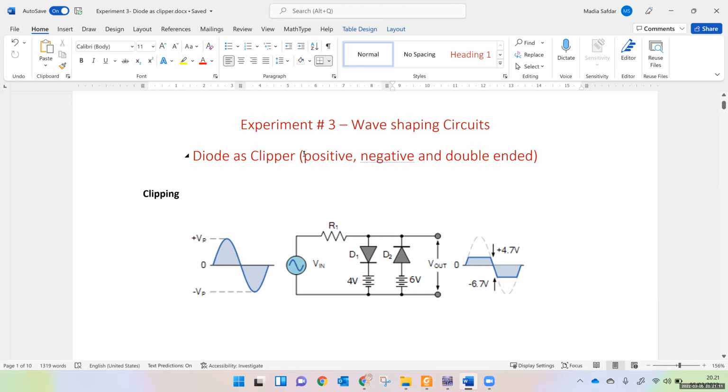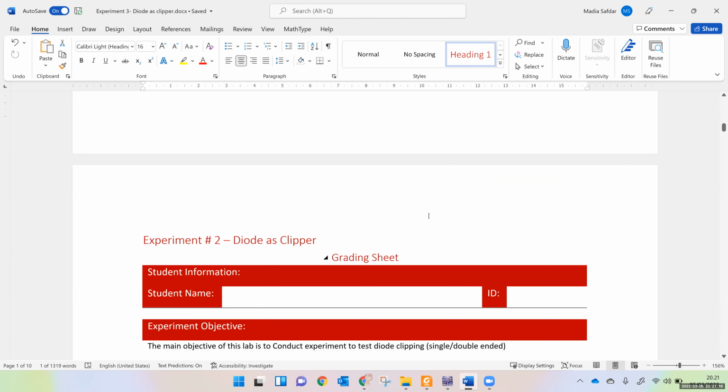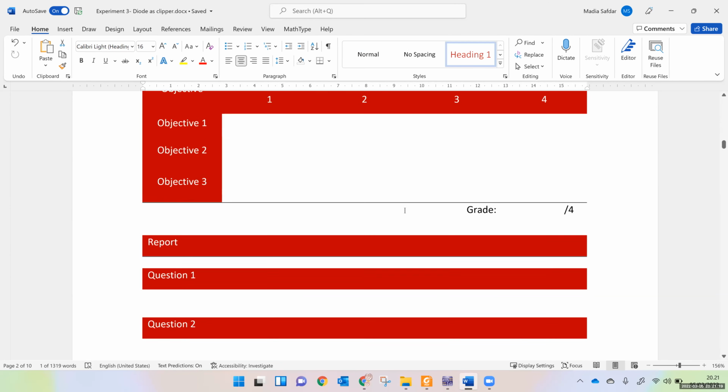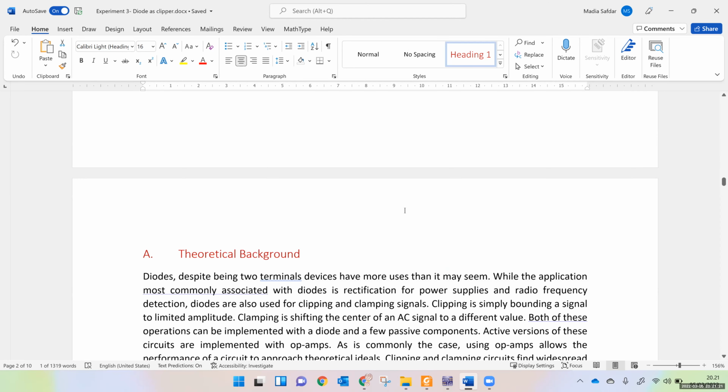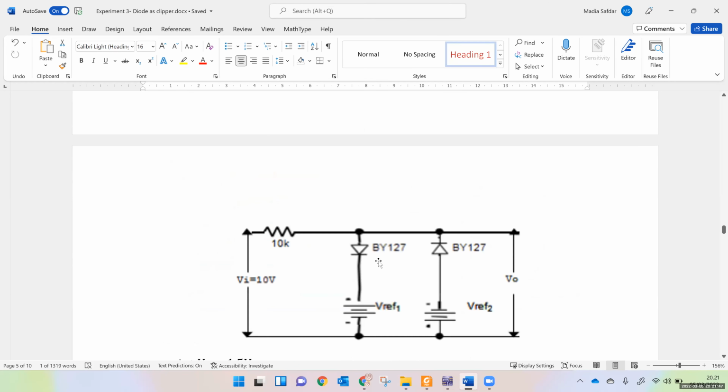So this is the third experiment lab sheet. We will be performing experiments to see positive, negative, and double-ended clippers. What is basically a clipper? For example, if you give some input signal, here 6 volt peak to peak means 3 volt is the peak value. So 3 volt up and 3 volt down. This one is a positive clipper, so you see that some portion from the positive side is clipped away. This is known as a clipper. You will get a different shape for your input signal. This is the purpose of clipping.